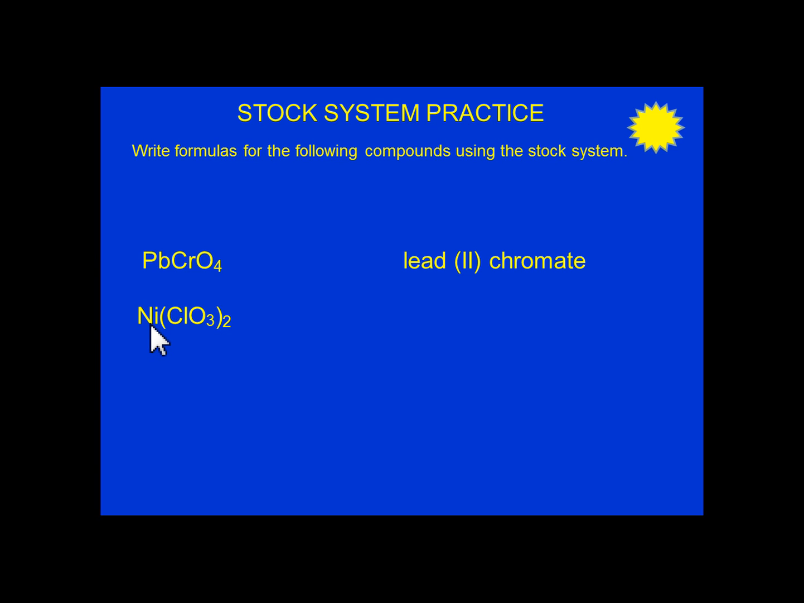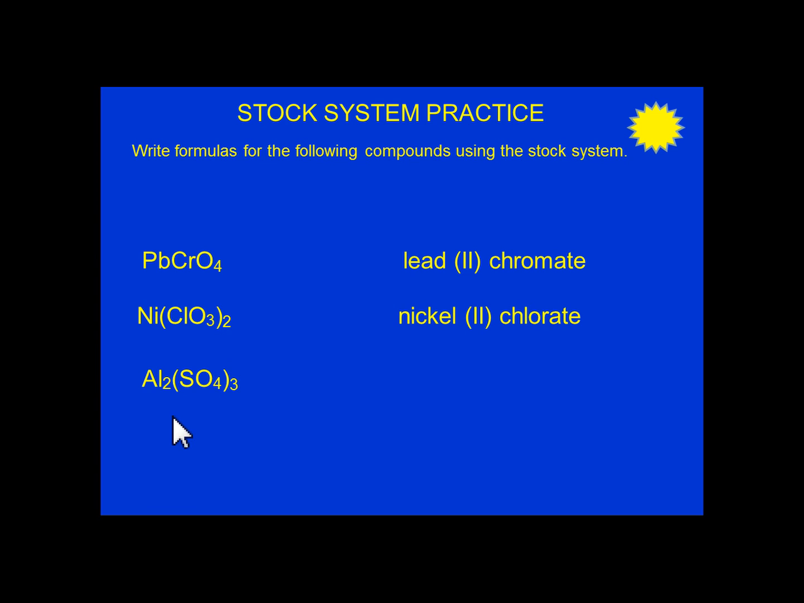So we have, this is a nickel. Ni is nickel. ClO3 is chlorate. So it's a nickel chlorate. The chlorate has a -1 charge, but there's 2 of them. So that means that nickel has to be nickel(II) chlorate.